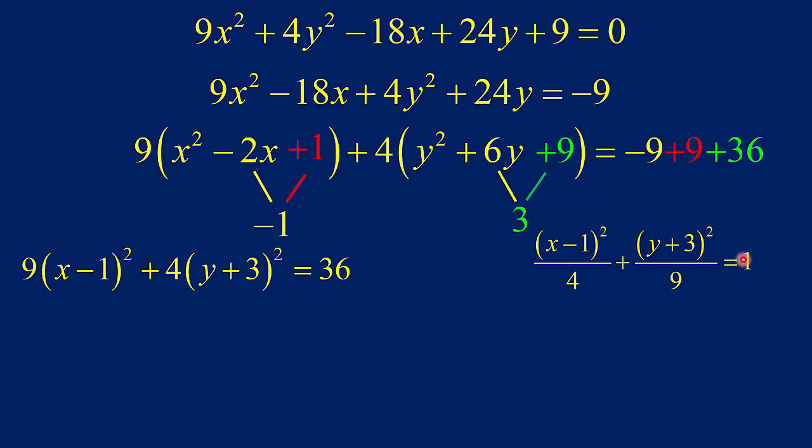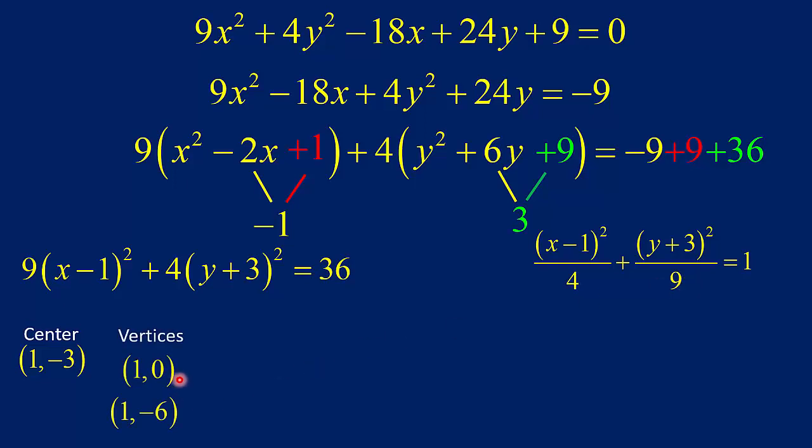Now we can easily see, for example, what the center is. Well, the center is going to be 1, -3. You can just see that immediately. Now the major axis for this ellipse is vertical, because the 9 under the y is bigger than the 4 under the x. So the y term has the bigger number under it, so we have a vertical major axis. That tells us that we're going to go up and down to get the vertices and the foci.